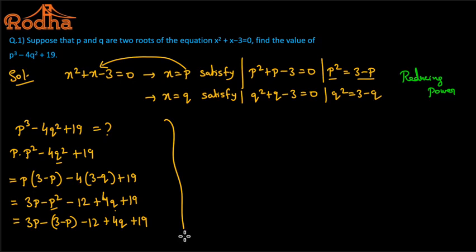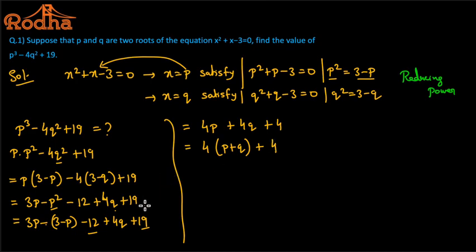Now look what comes on solving this. This will be equal to 3p minus 3p plus p is 4p, so 4p plus 4q, minus 12 plus 19 is plus 7, minus 3 is plus 4. So what you got here? You actually reduced the powers, and now it is back to single power. So you got this equation right now.